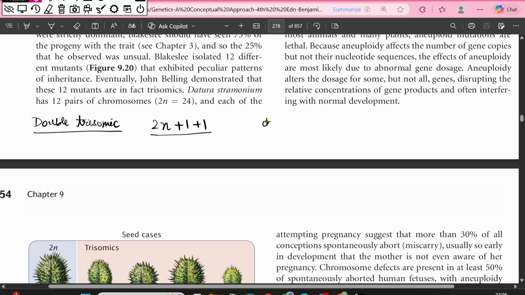Similarly, we can have double monosomic. In this condition, there are two different chromosomes of which one copy each is lost. So it is 2n minus 1 minus 1. And then similarly, we can have double tetrasomic also, but it is very, very rare. So these are the various types of aneuploidies which can occur.